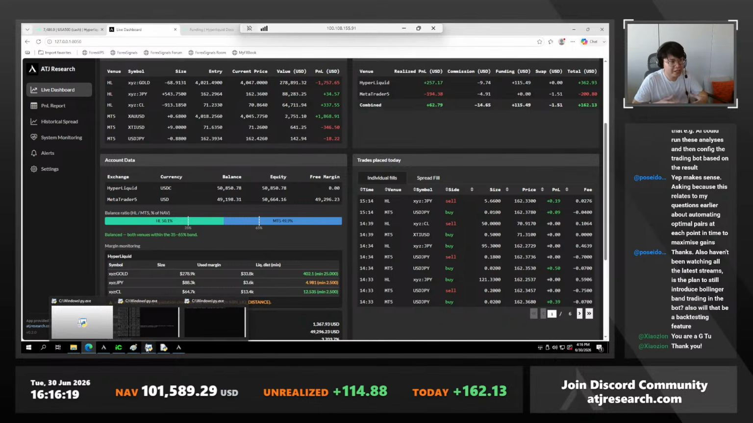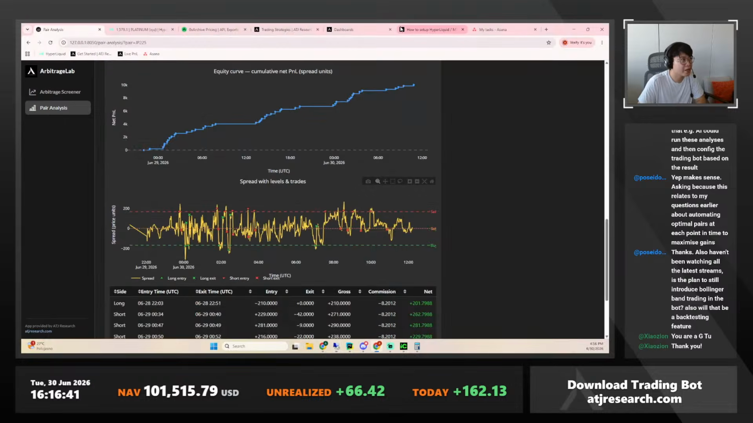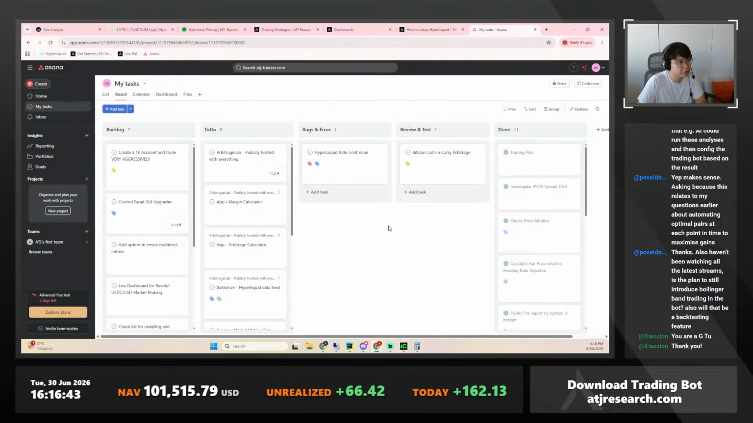Usually I'm really excited about doing all these things, but then I realize, okay, now we have the dashboard, the control panel, Arbitrage Lab, and now the Discord community. I want to provide a quality service, and to ensure that I need to focus on the important things before I start new projects. So it's definitely something I want to do, and we're going to look into it in the future.